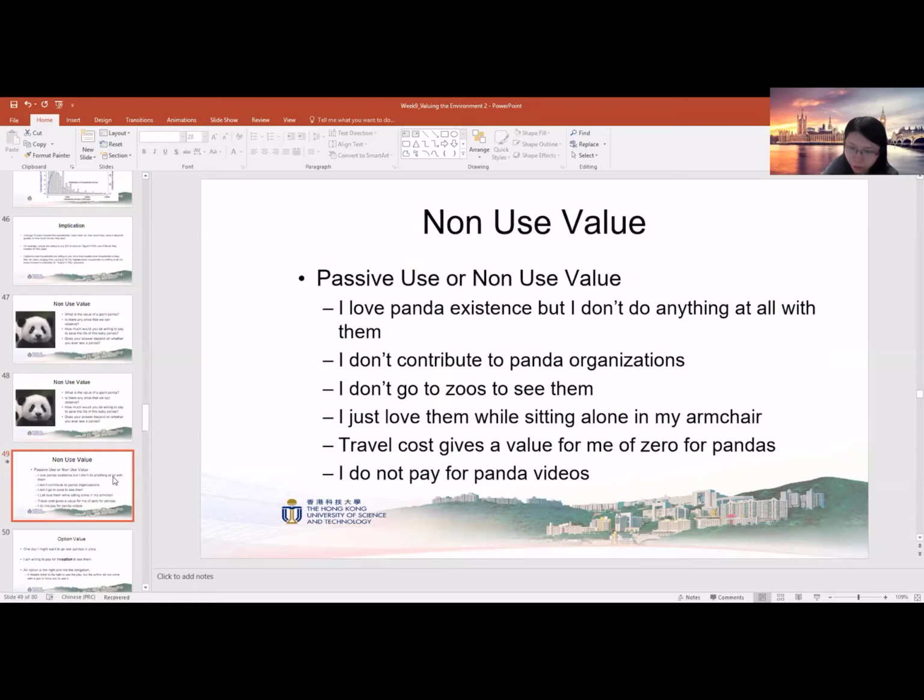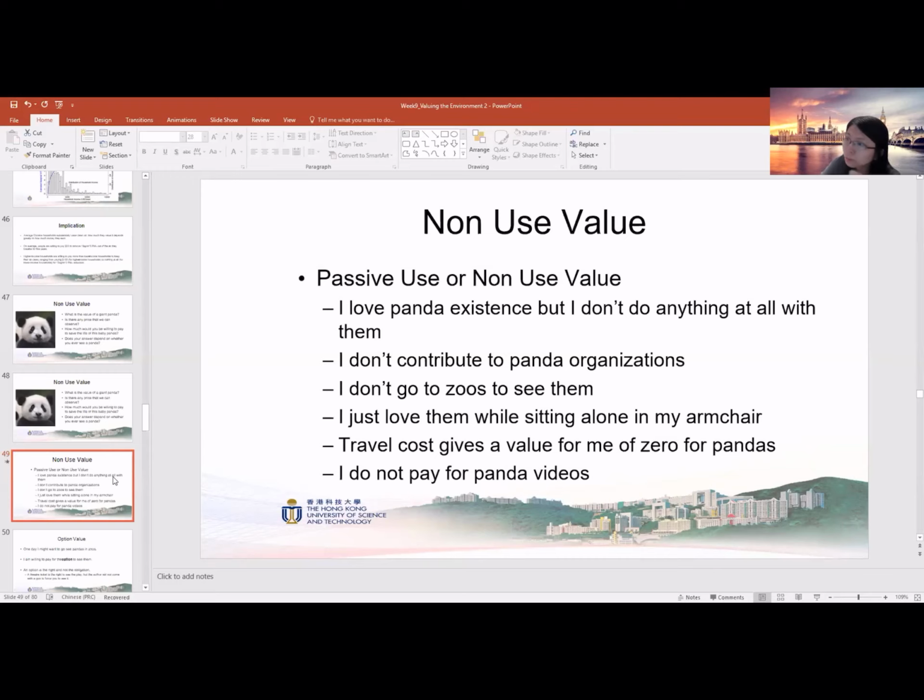You are not paying for any of these panda videos, so basically you haven't spent any money or effort on pandas. But if I ask you, are you willing to donate for a panda preservation action, or in general how do you value the existence of pandas? Probably you will say yes, you would like to pay for something if you have the chance. It's just that in real life you never show any actions that reveal your preferences. This is the area where we need something other than the revealed preference approach for environmental evaluation.